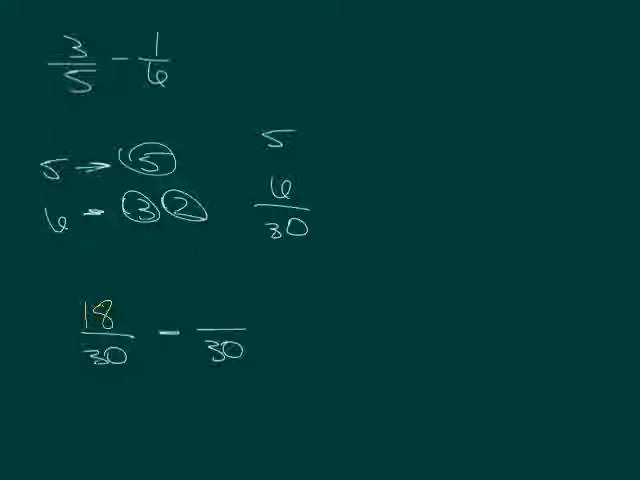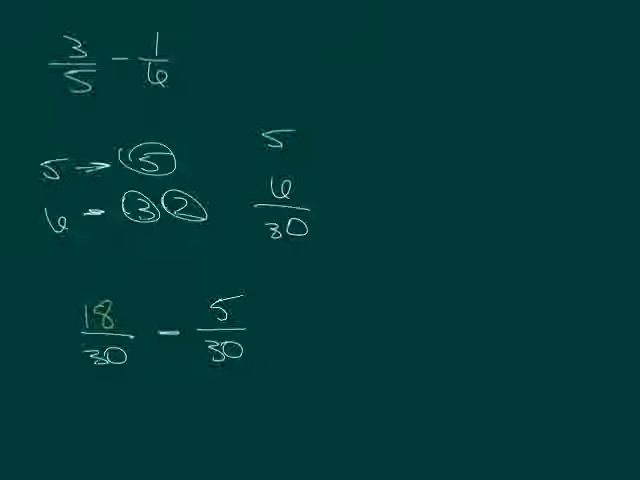Alright, so I'm going to do the same thing with my 1/6. I changed the 6 to a 30. How did I change it? I multiplied the 6 by a 5. So if I multiply the bottom number by a 5, I have to multiply the top number by a 5. So 5 times 1 is 5.